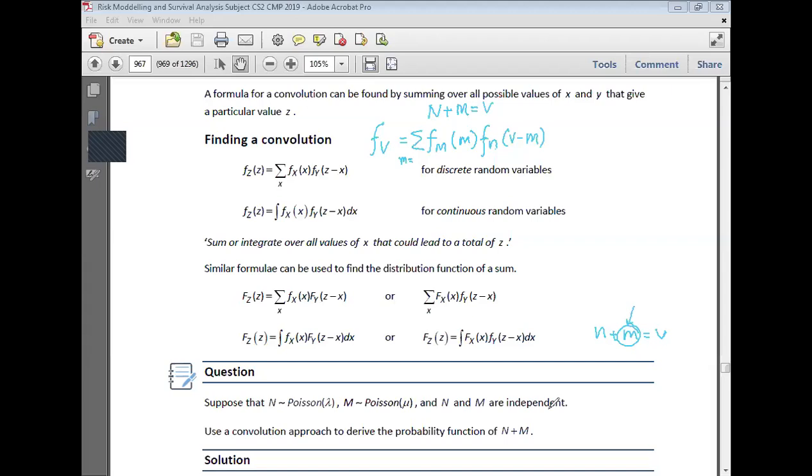Because in Poisson distribution, we know that the number of events that will happen will always be a positive number. So n is the number of claims and m is the number of claims, and so is v. So all of these values have to be positive. So m can at least be 0, and the maximum value it will take is when n takes its minimum value, which is 0, and then m will be equal to v. So I get m starting from 0 and going on to v. Is this clear to everyone?